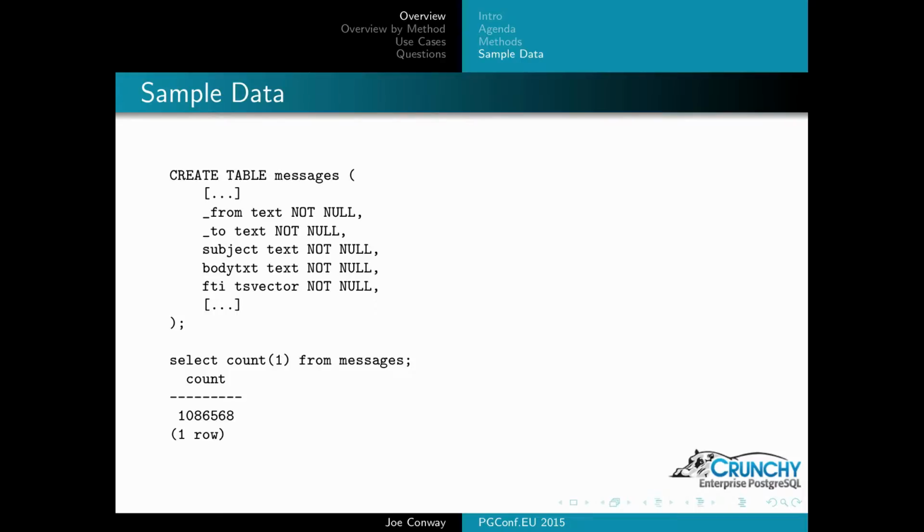And this data comes from the Postgres mailing list archives, so it goes back quite a number of years. There's over 1 million messages in it. So it's not a huge data set, but it's a pretty significant, real-life data set that the examples are based on.